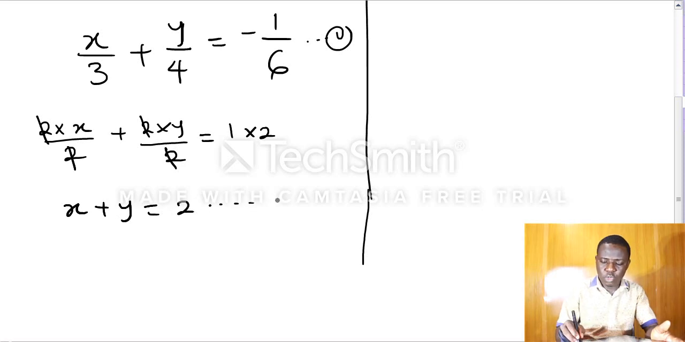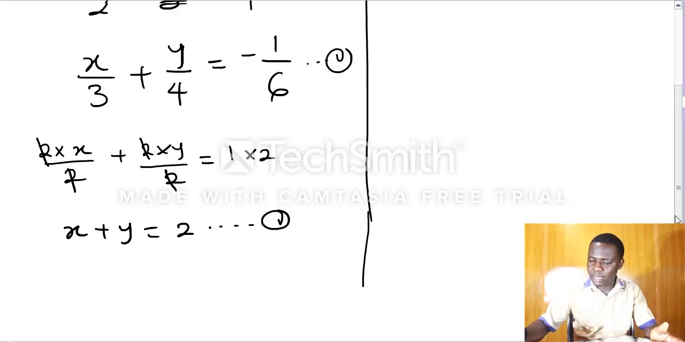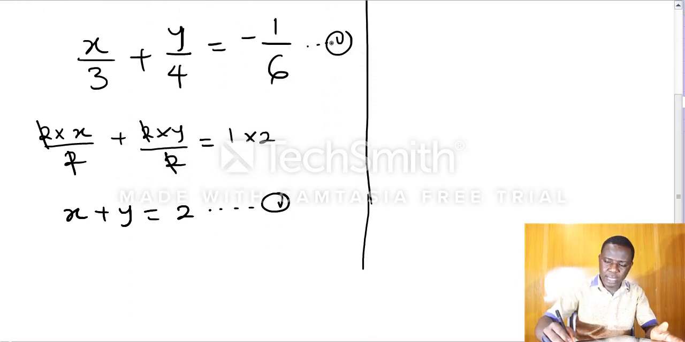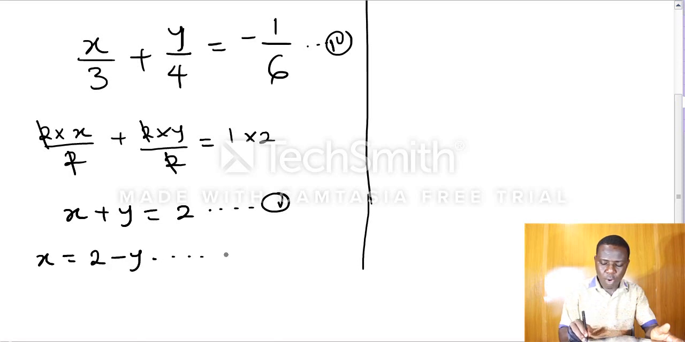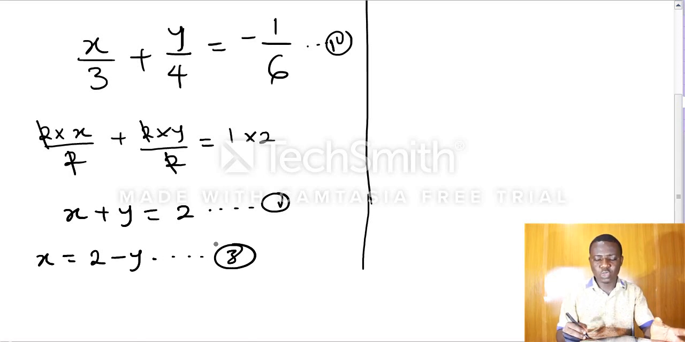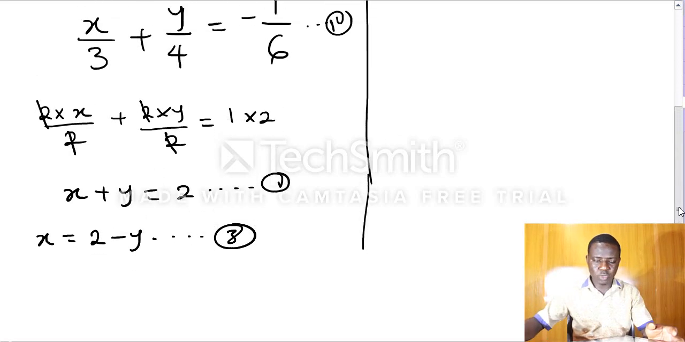So from equation 1, I will make x the subject of the formula and substitute into equation 2. This becomes x is equal to 2 minus y. I will call this equation 3. You can as well simplify equation 2 by multiplying every term by the LCM of 3, 4 and 6, or you just go straight ahead and substitute in that equation.